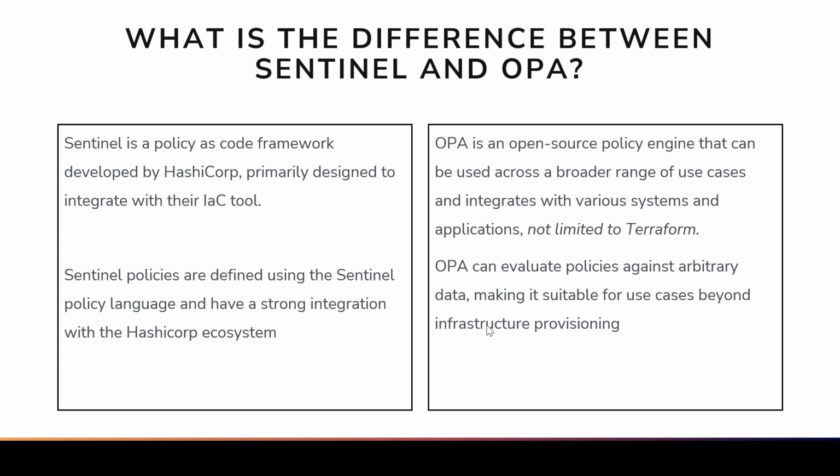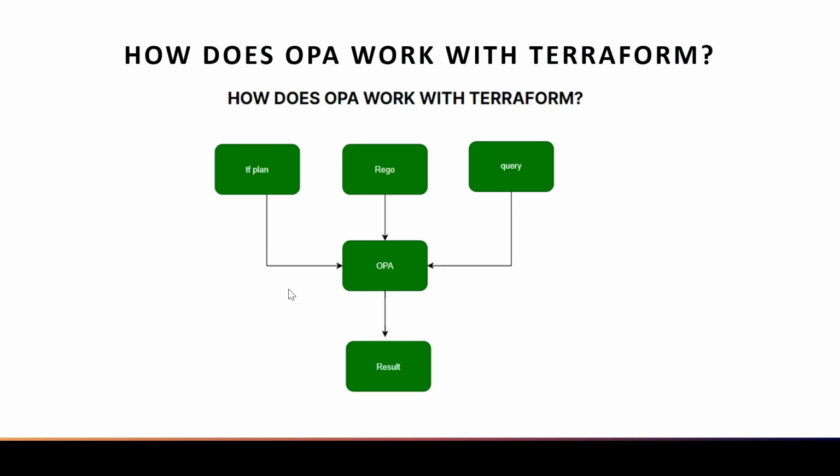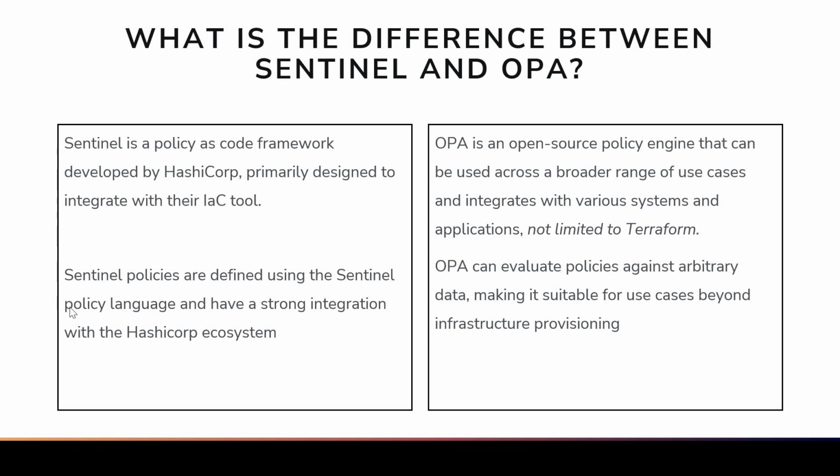So OPA can evaluate policies against data, making it suitable for many use cases. OPA can evaluate the policies, not just with Terraform, but it's general purpose. You can use it with any other services like Kubernetes, and it's quite flexible and pretty easy to integrate with all the services. So the choice between Sentinel and OPA depends on your organization's specific requirements and use case.